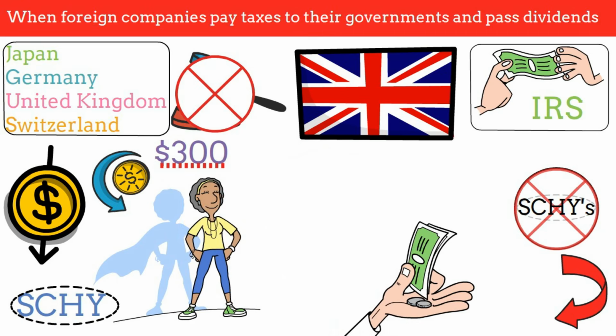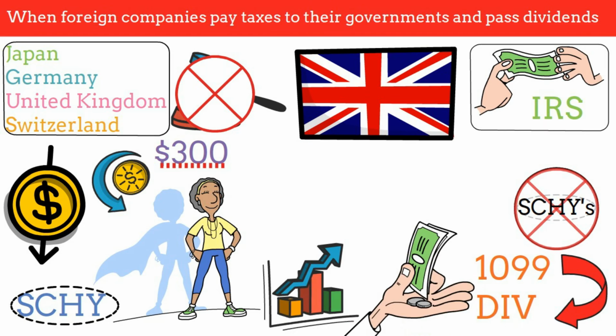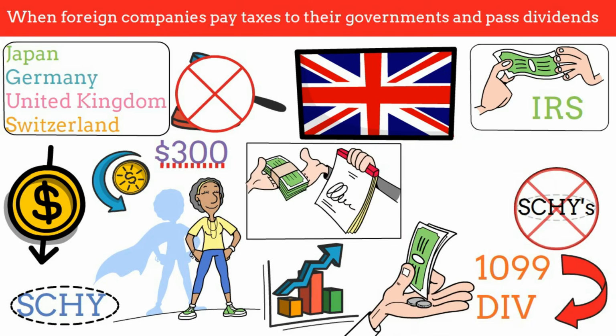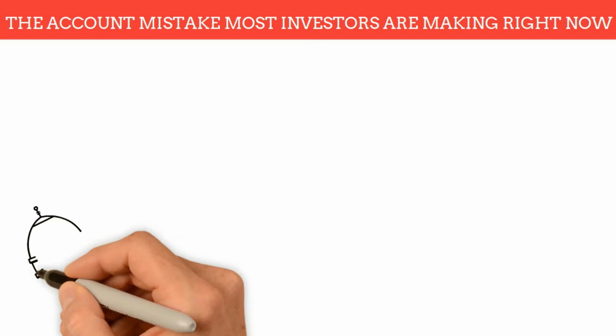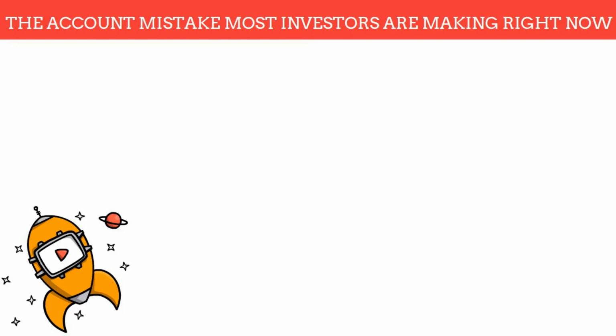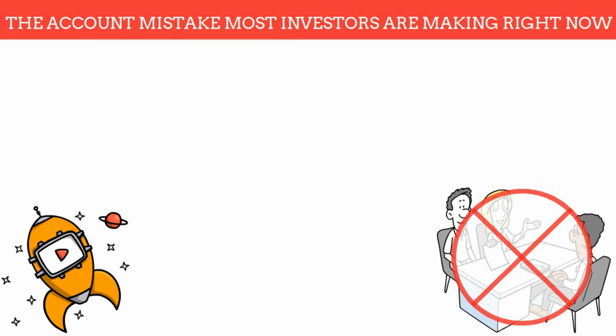That $300 appears on your 1099 DIV. Your tax professional applies it directly against your U.S. tax bill. Most investors leave this on the table every year. That credit is yours. Here is the strategy nobody in this space is laying out clearly. It is costing dividend investors thousands every year in completely unnecessary taxes.